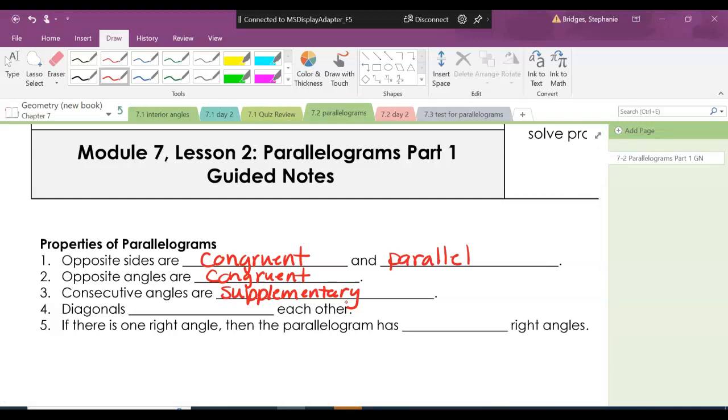So with that being said, could I figure out what these other two angles are in this example up here? If these two are supplementary, that means they add up to be 180, and so what would this one have to be? 80. Which means this one would also be 80, right? Opposite angles are congruent. Are those supplementary? Yep. Are those supplementary? Yep. Opposites are congruent, consecutive are supplementary.